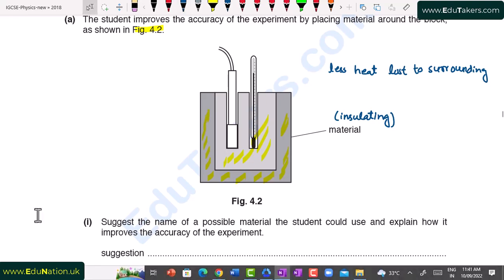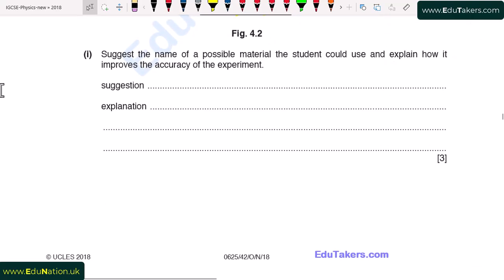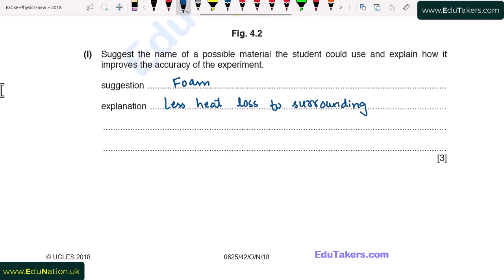So I write here in suggestion, insulating material like foam, and in explanation I write less heat loss to surroundings, and more energy is transferred into the block.